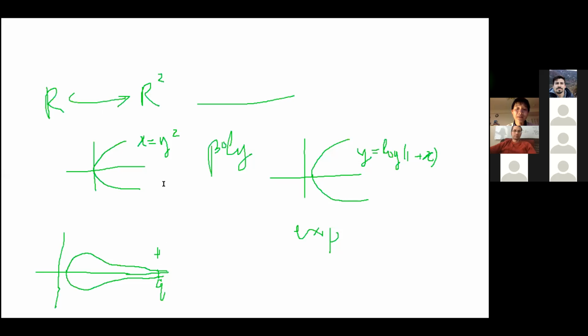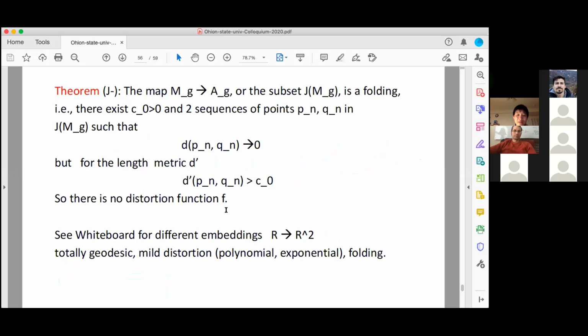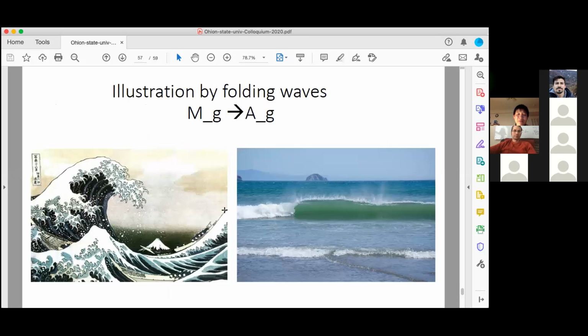Let me go back. Okay. So this is the picture I want to show. This is a folding. Yes, it's a wave, you see. So that's how MG looks inside AG. You have these points very close, but the induced length distance is not short. That's it. I think I'll just stop here.